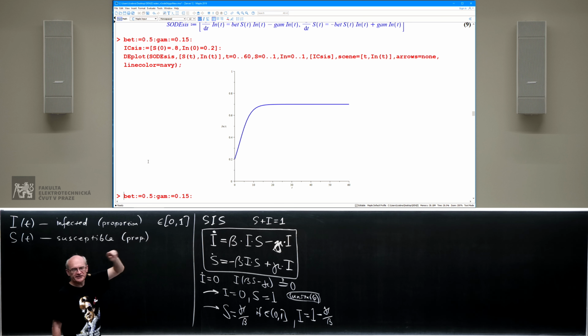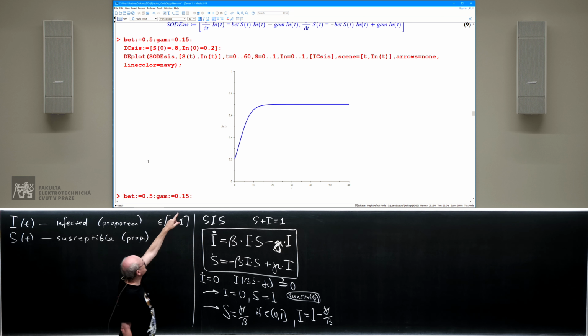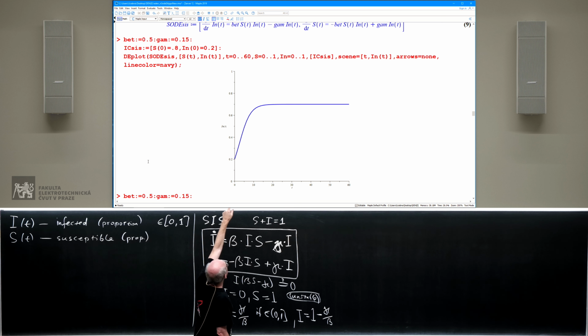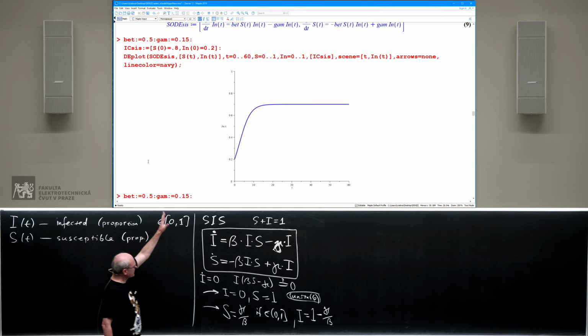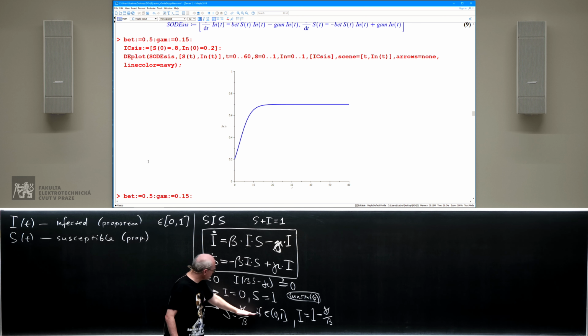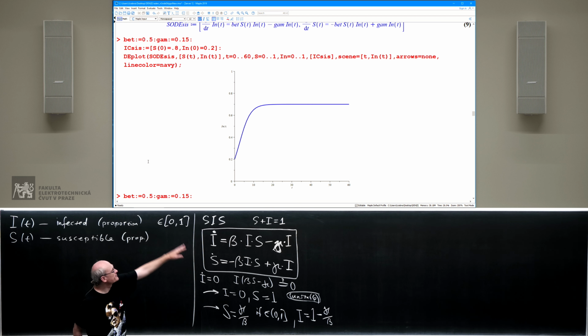people. In this particular scenario, I started with 20% of infected people, and after a while, the situation stabilized at about 70% of infected people. By the way, if you try to play with it, you will find that this stationary solution is stable, typically. So this is a nice typical picture for a stable situation.